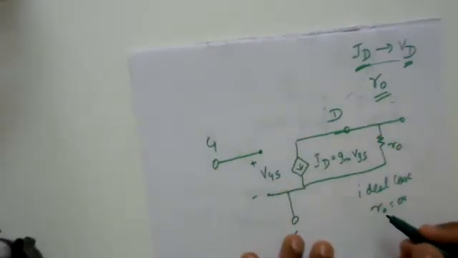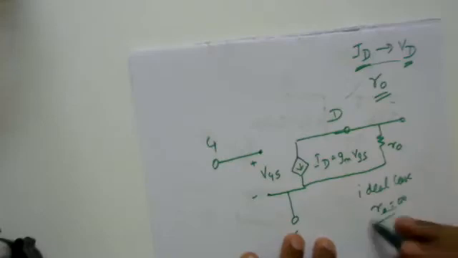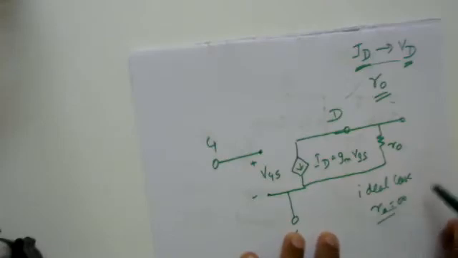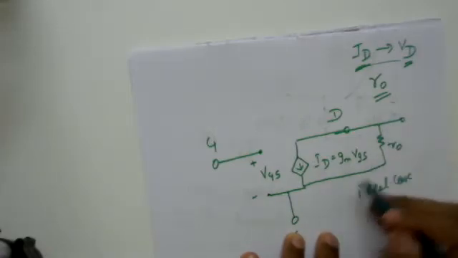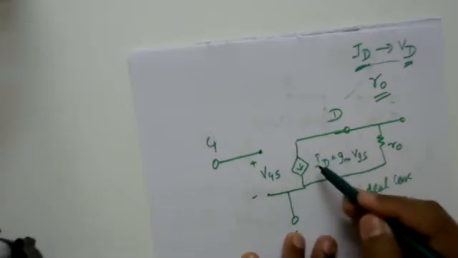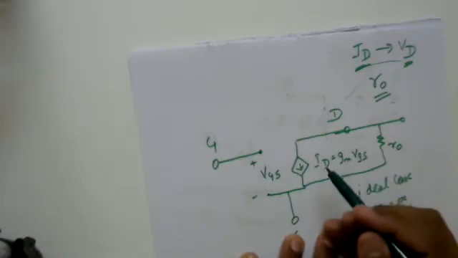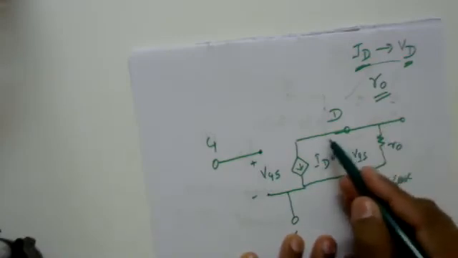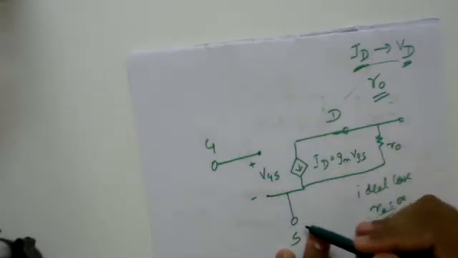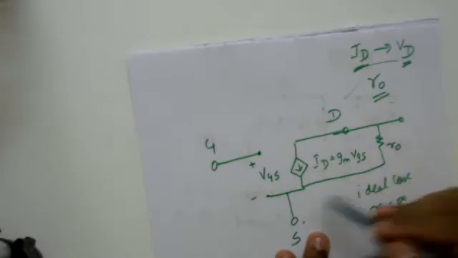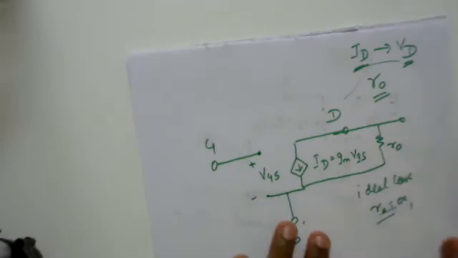But now this R0 is nowhere near infinite. It has some finite value, but a very high value, and that itself indicates that my R0 has to stand in parallel. It has to stand in shunt with respect to this dependent source. Because if I put my R0 in series, then I don't have any flow of drain current into my circuit. Understood? So that's the reason my R0 needs to come in parallel.